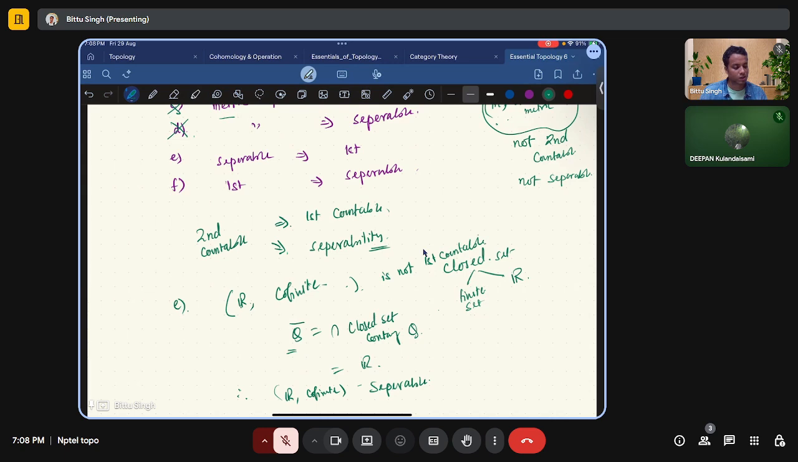This proof is trickier. This part is easy, that is why this is not separable, but this is separable, but this is not first countable. Here there is a slight trick, but we have already proved that fact. It is easy to observe that this is not possible, but to prove this, it is slightly difficult.